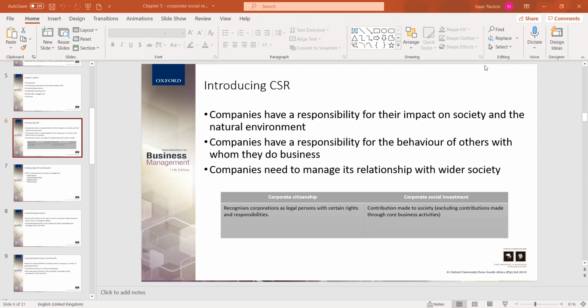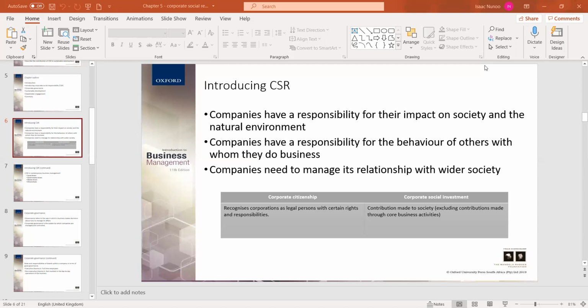Now, the corporate social investment is just an aspect of corporate social responsibility. It forms a component section under corporate social responsibility, and basically it is focused on the contribution made to society, excluding contributions through core business activity. Are we okay? So in terms of these three terms, corporate social responsibility, corporate citizenship, and corporate social investment, which are basically used interchangeably, we've gotten to know the differences between the three.